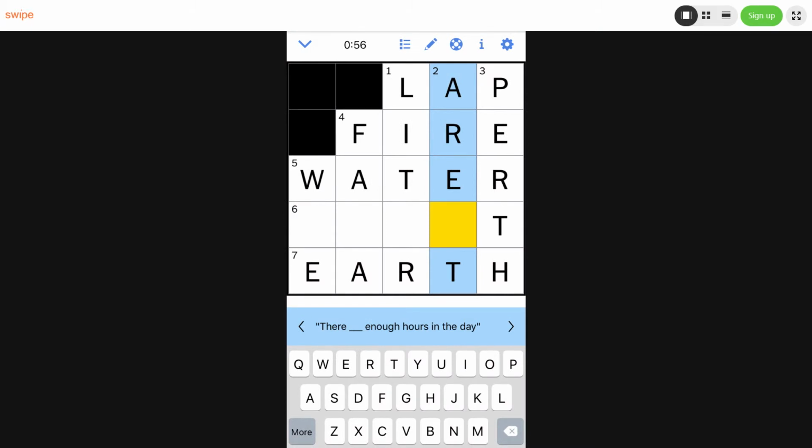Here you're being primed in two ways, with the incomplete column in blue and the sentence, there blank enough hours in the day. And you're also primed here, Facebook calendar listing event. Good.